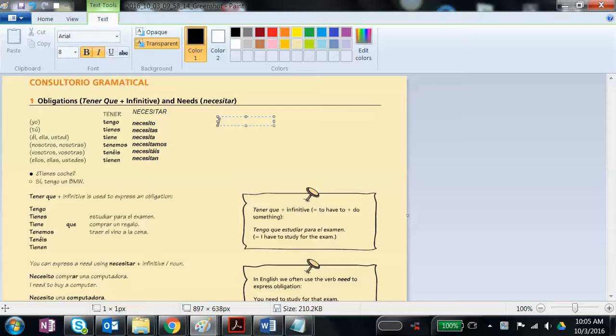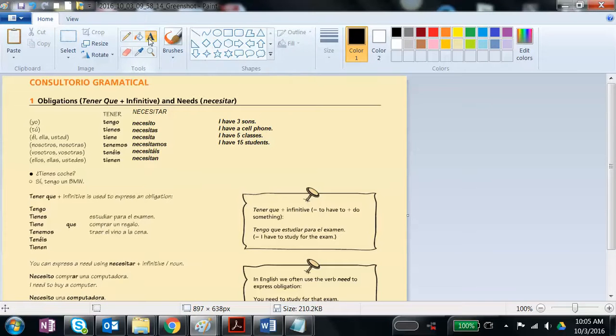For example, if I want to say I have, what I have: I have 3 sons, or I have a cell phone, or I have 5 classes. I have 15 students. Okay, all of these, you would just use tener.